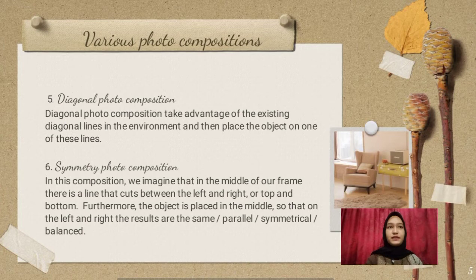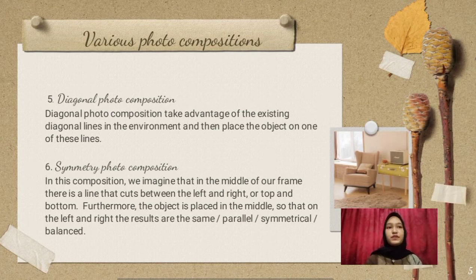Next slide, it's about to continue various photo composition, and 5, diagonal photo composition. Diagonal photo composition takes advantage of the existing diagonal lines in the environment and then places the object on one of these lines. And 6, symmetry photo composition.